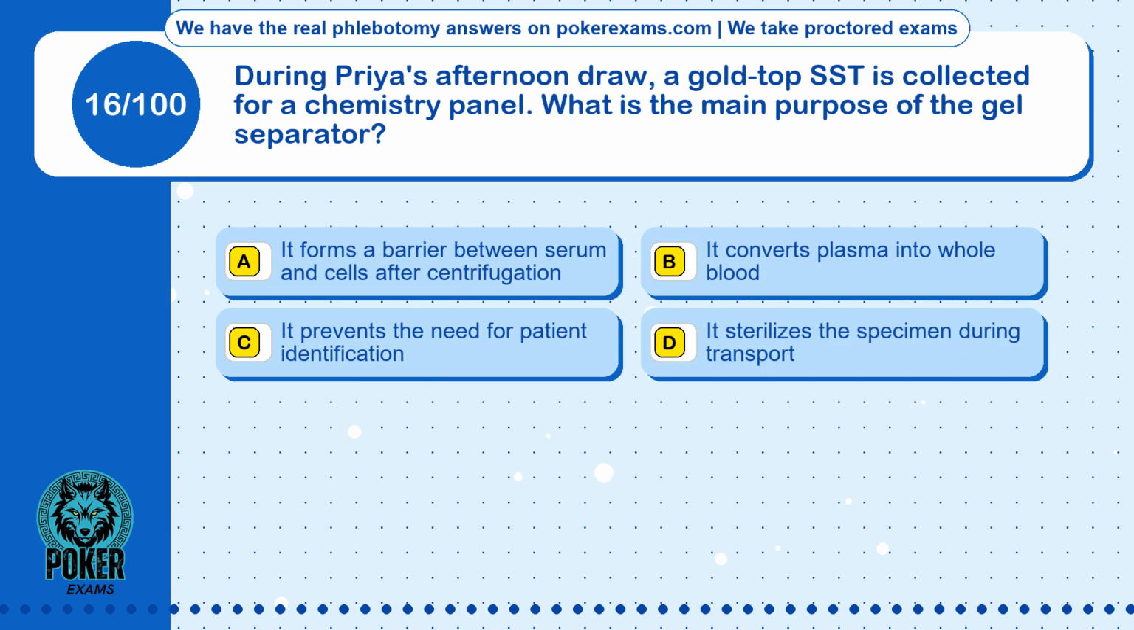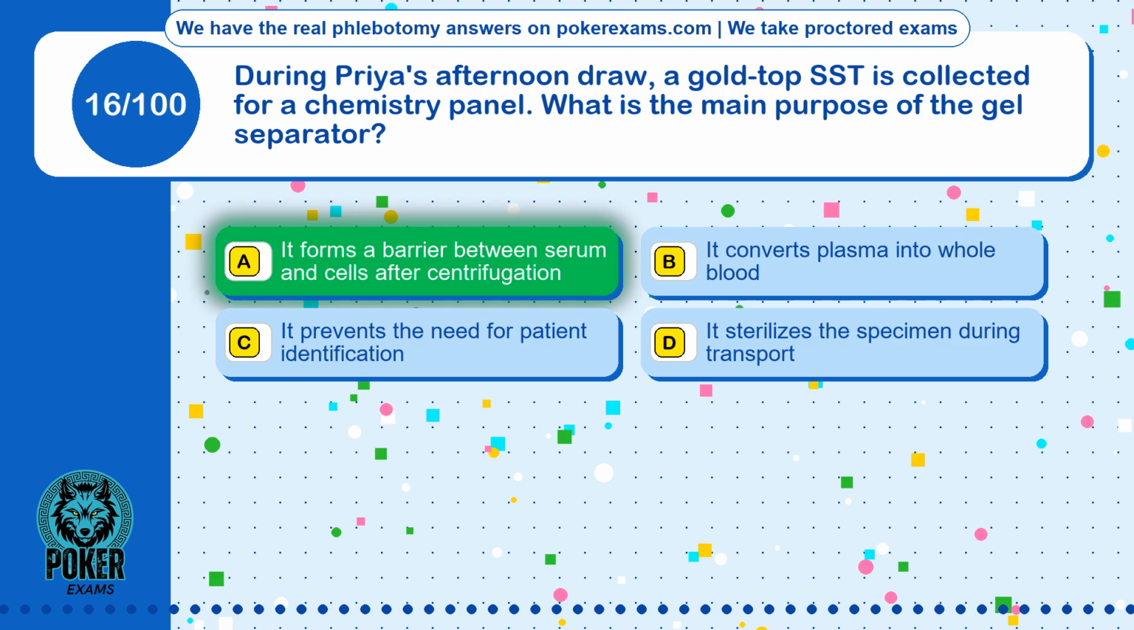Question 16. During PREA's afternoon draw, a gold top SST is collected for a chemistry panel. What is the main purpose of the gel separator? Option A. It forms a barrier between serum and cells after centrifugation. Option B. It converts plasma into whole blood. Option C. It prevents the need for patient identification. Option D. It sterilizes the specimen during transport.